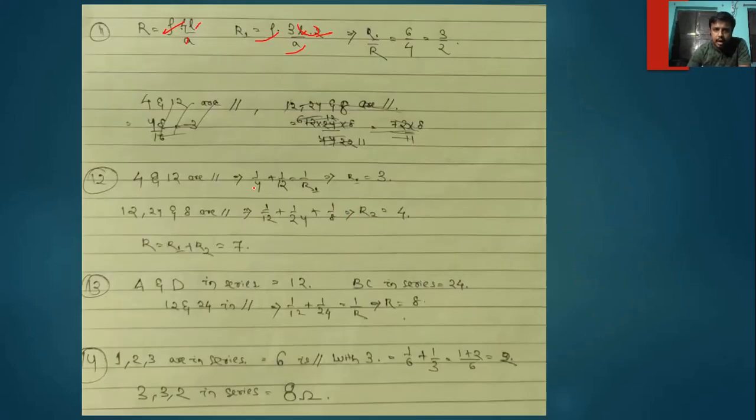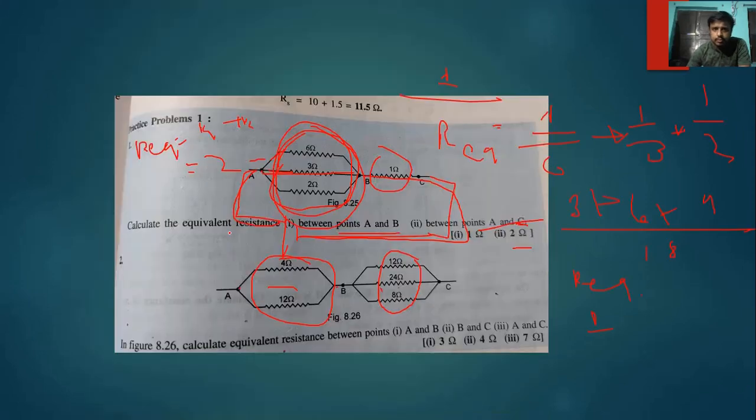4 and 12 are parallel, and the equivalent would be 1 by 4 plus 1 by 12 is equal to 1 by R1, so R1 is equal to 3. 12, 24 and 8 are also in parallel, so 1 by 12 plus 1 by 24 plus 1 by 8, and we will get R2 as 4. As 3 and 4 are in series with each other, we will get R is equal to 7 ohm.